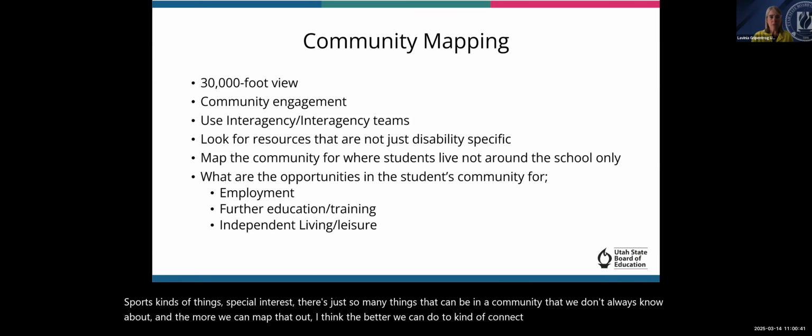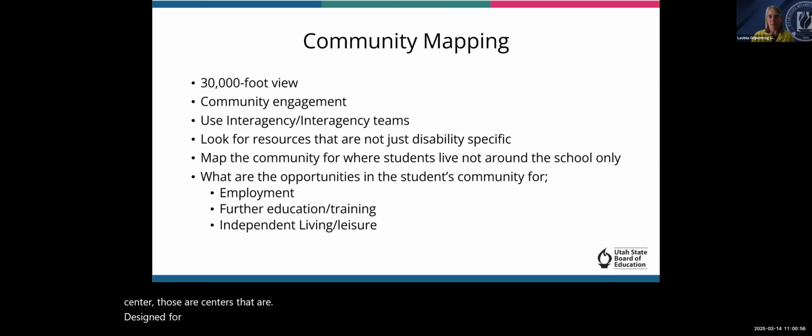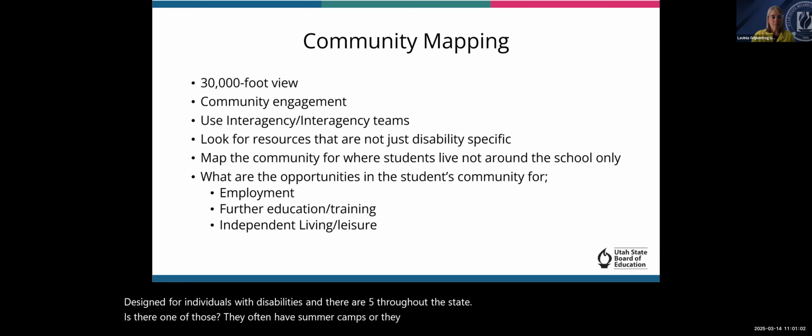So we want to look for resources that are not just disability specific, but also those that are. If there's an independent living center, those are centers designed for individuals with disabilities, and there are 5 throughout the state. Is there one of those? They often have summer camps, or fun leisure activities or other educational opportunities for students with disabilities. So check those out.